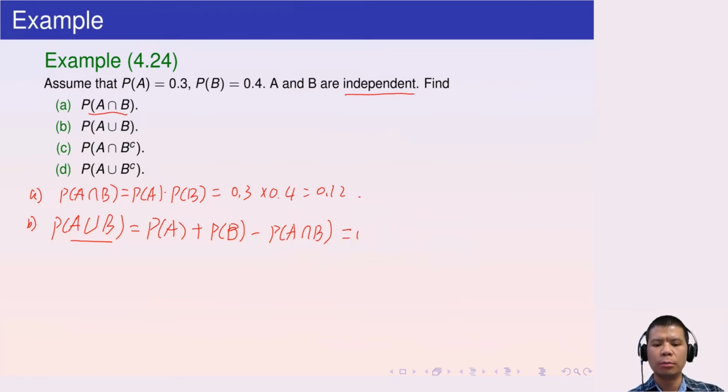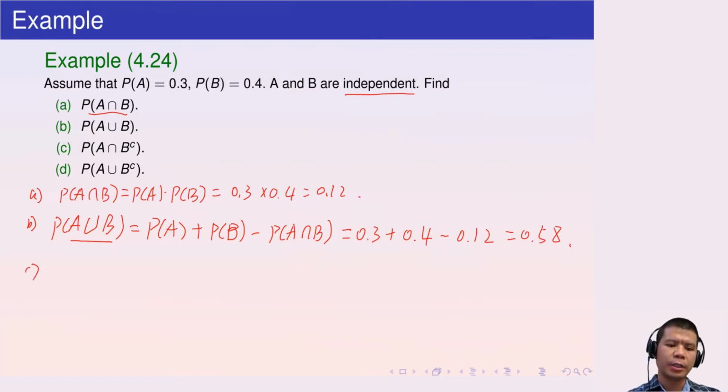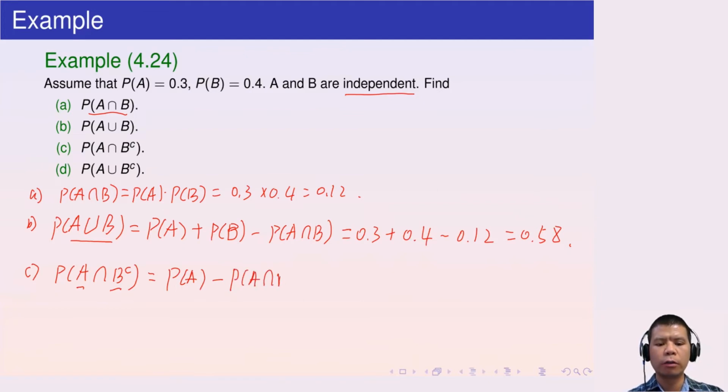So what do we have? 0.3 plus 0.4 minus 0.12, which is 0.58, right? And C, this is A intersect B complement. So this is in A, not in B. So the difference rule: we subtract the common part from A, right? In A, not in B. Using the difference rule, we found this is 0.3 minus 0.12 equals 0.18.